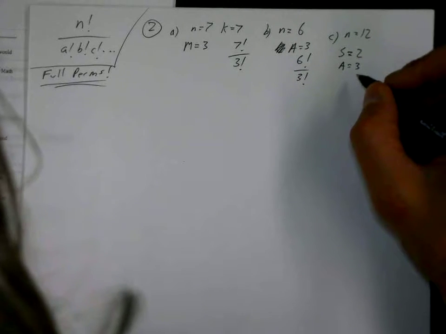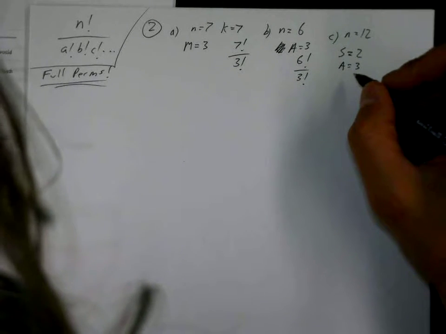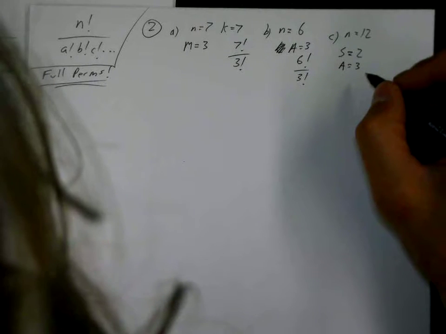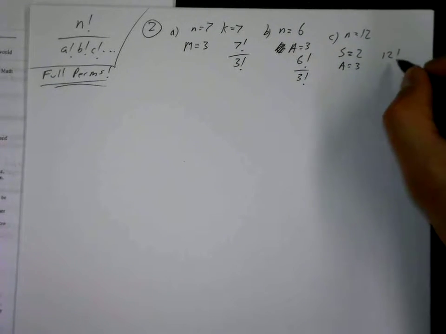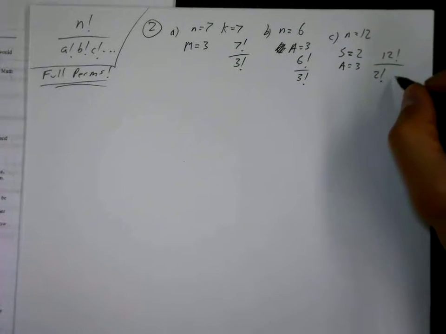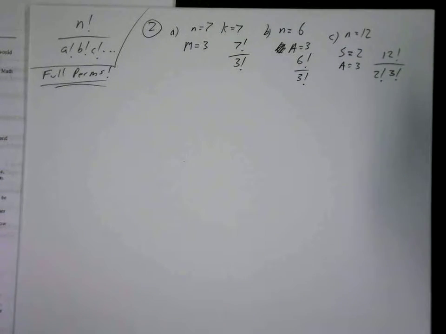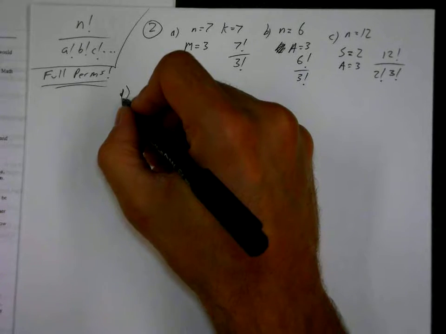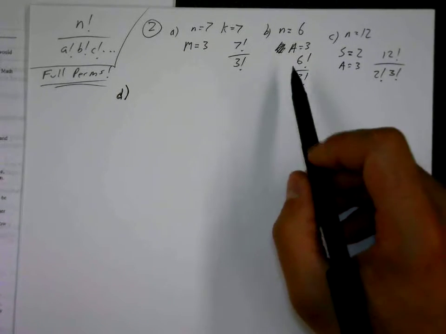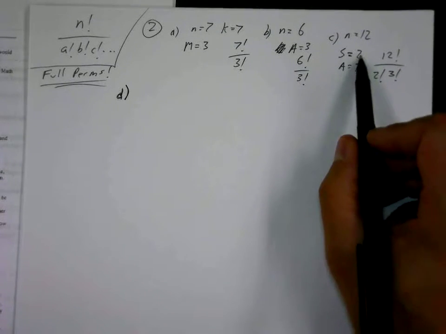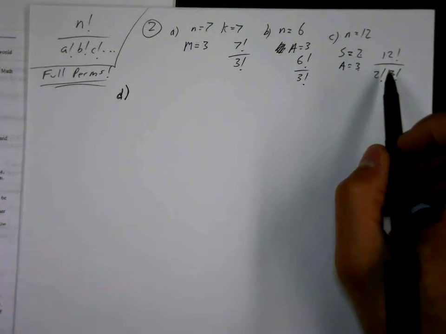K, nope. A, got it. T, nope. C, nope. H, nope. E, nope. That's it. Okay. So Saskatchewan is 12 factorial, and then you divide out the S's and the A's. So again, we are dividing because we're going to get multiple words that are exactly the same when you switch these S's and these A's, so we have to divide out those identical words.